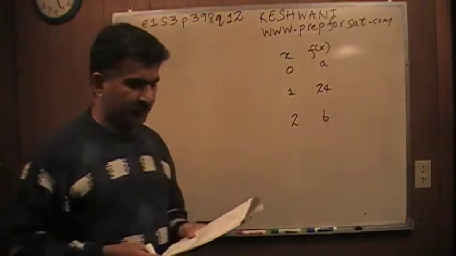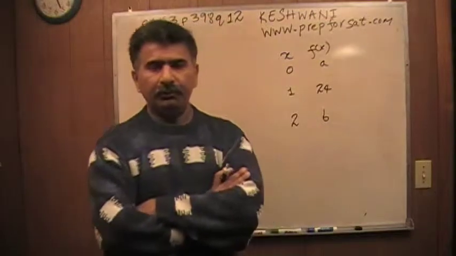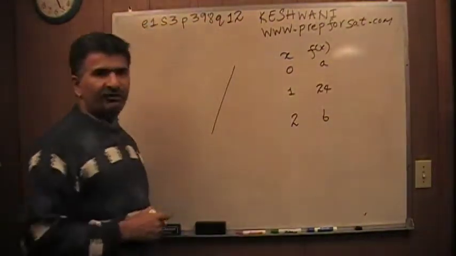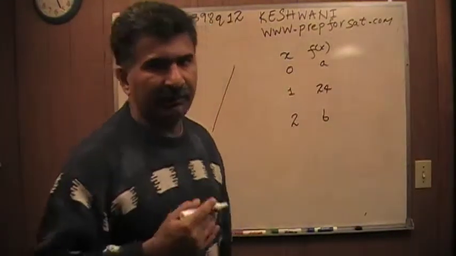f is a linear function. What does it mean? It means, you should know this thing, I hope you do, that the slope is constant, it's a straight line. It's a straight line, which means that it always goes up in the same increment.